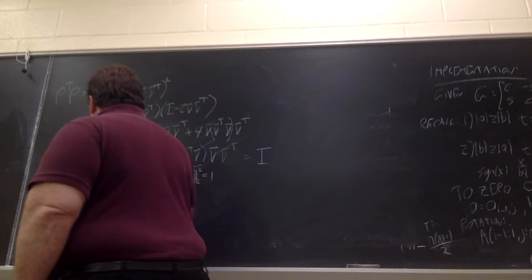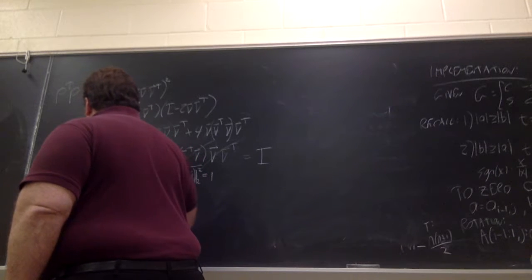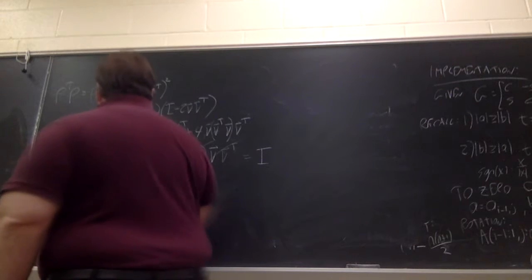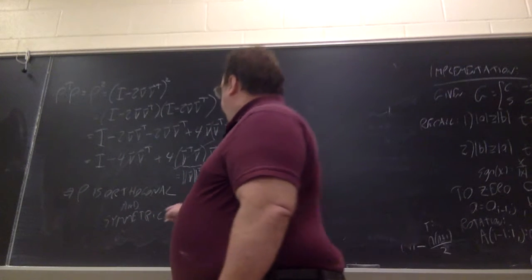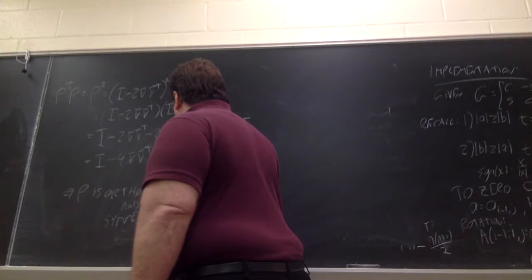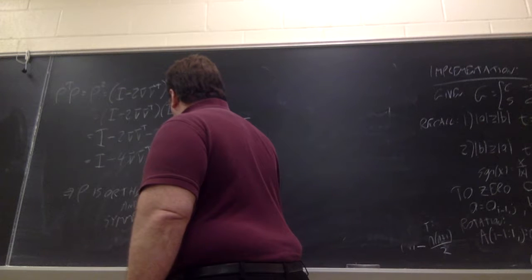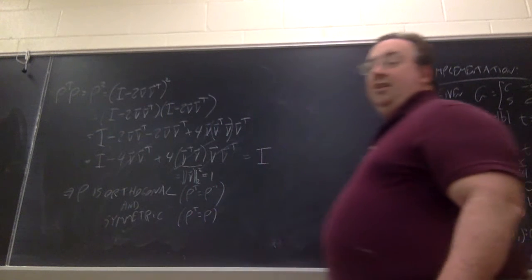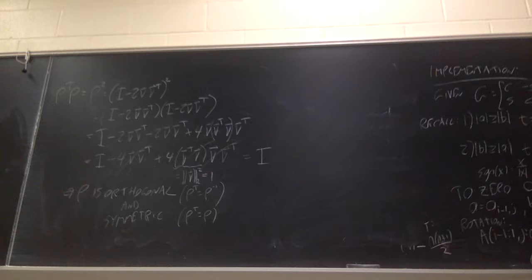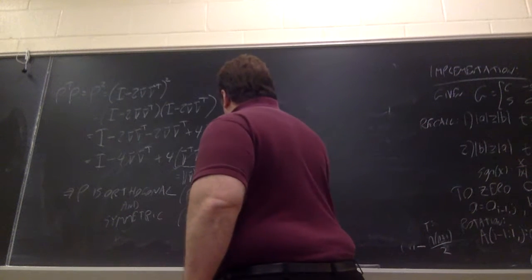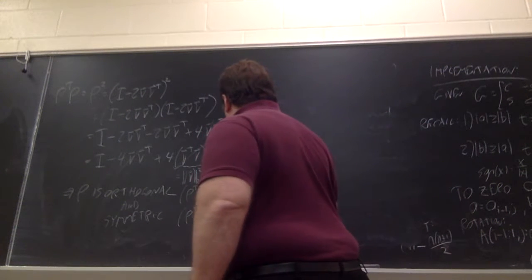A consequence of that: orthogonal and symmetric. Symmetric means P transpose equals P. Orthogonal means P transpose is equal to P inverse. What can we say if we put these two together? P is equal to its inverse. Yes. P is its own inverse.